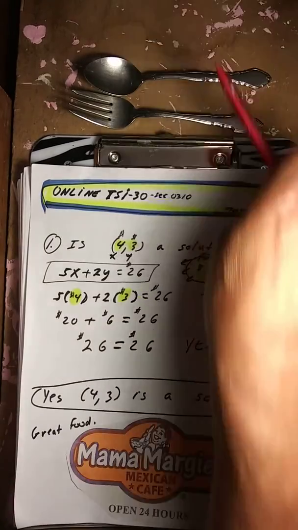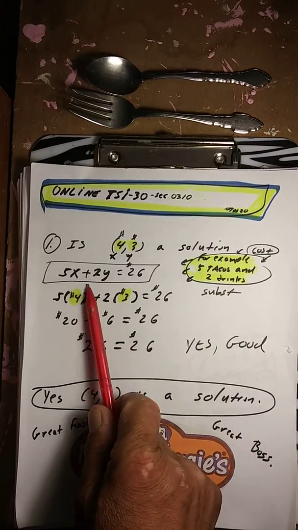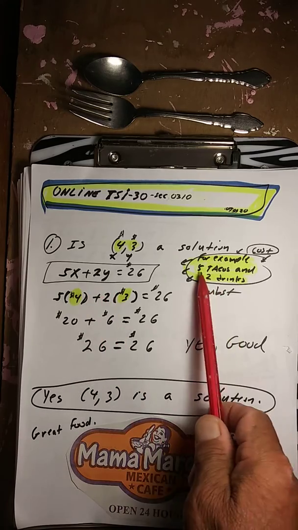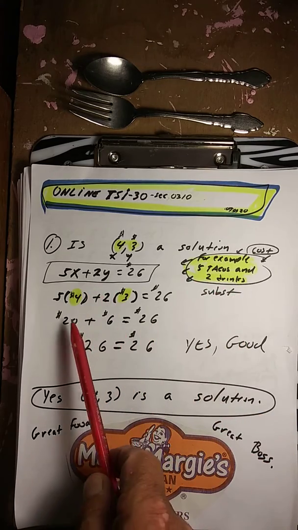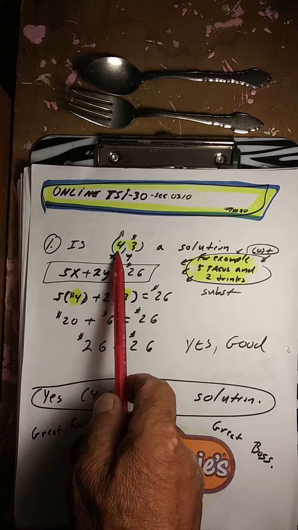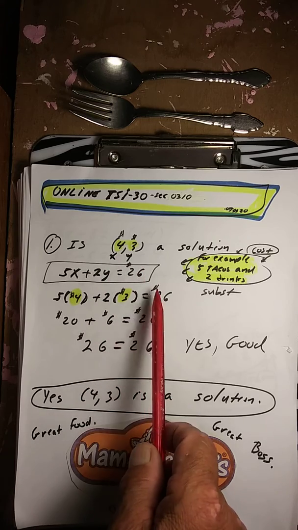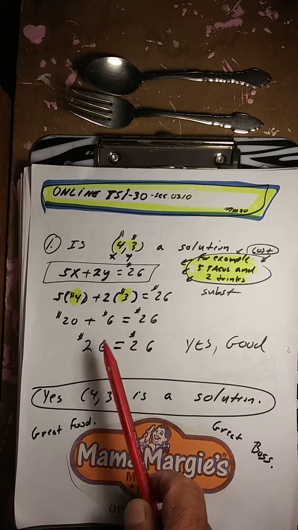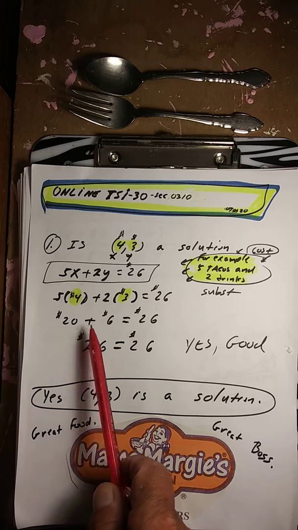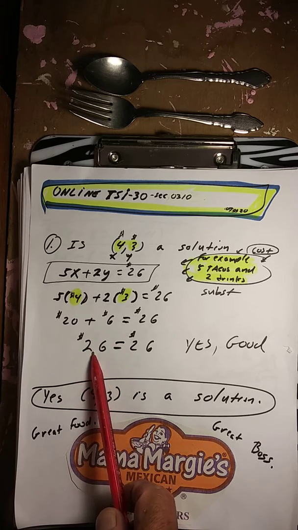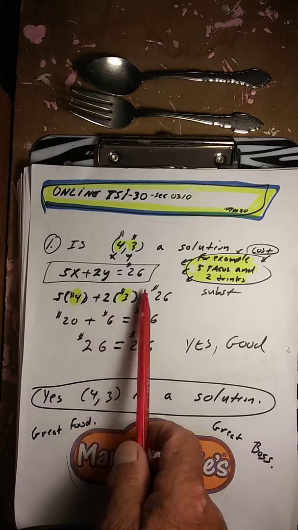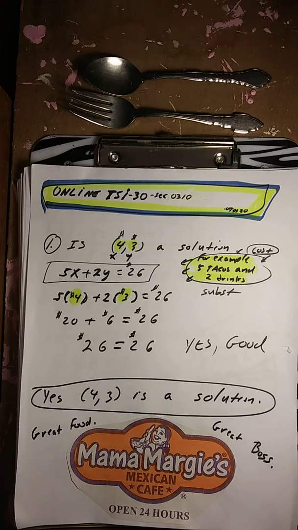Let's get this right here. Is (4, 3) a solution of this equation right here? For example, 5 tacos, 2 drinks. Well, 5 times $4, 2 times $3, is that $26? I don't know. Let's find out. So now we have 20 plus 6 is going to be $26. Does $26 match? Yes. So is (4, 3) a solution of this? The answer is yes. (4, 3) is a solution of this.